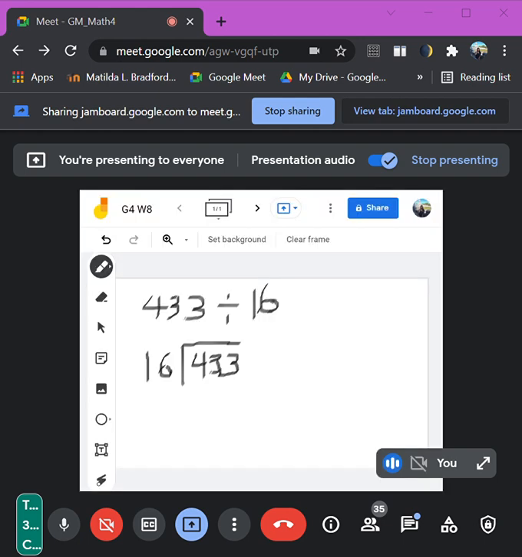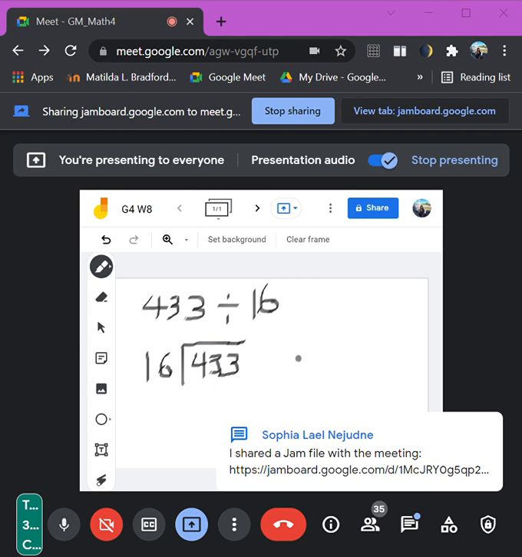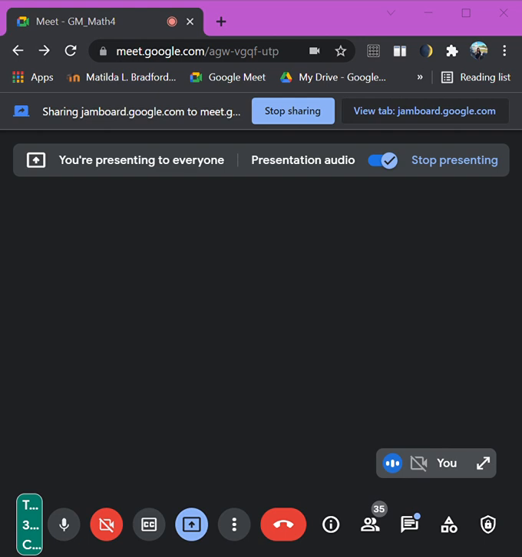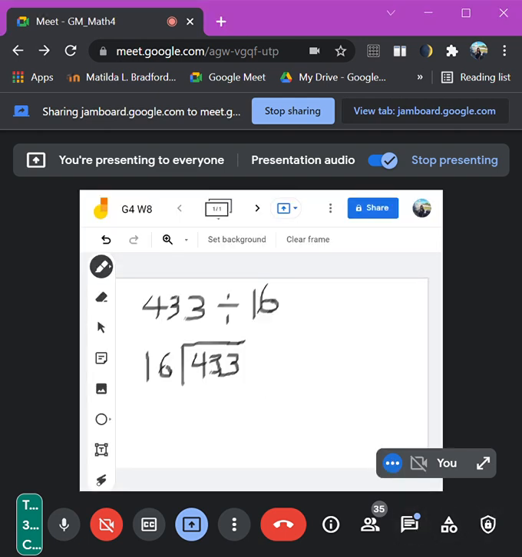So now class, if we are going to divide a number, where do we begin in our dividend? At the highest place value or at the lowest place value? Or at the right or at the left? At the left. Very good, at the left. So are we going to start with the 4? Okay, class.